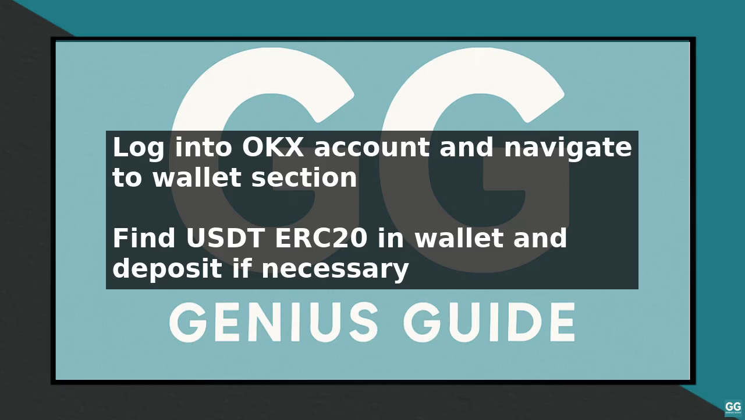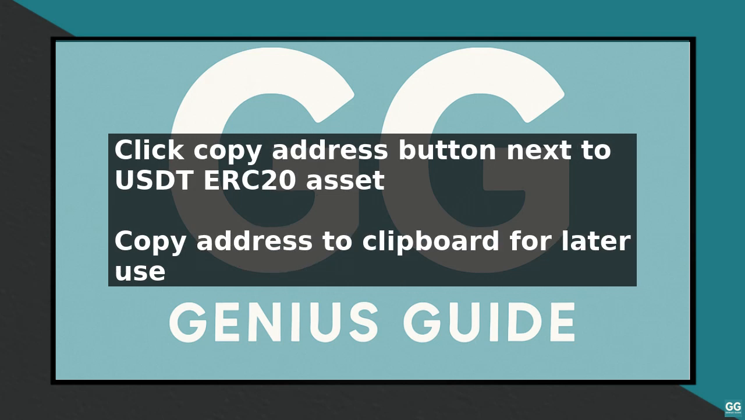To do this, click on the deposit button next to USDT ERC20 and follow the on-screen instructions to complete the deposit process. Once you have USDT ERC20 in your wallet, click on the copy address button next to the USDT ERC20 asset. This will copy the address to your clipboard.